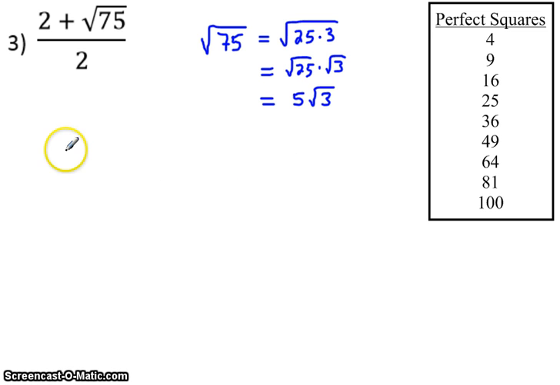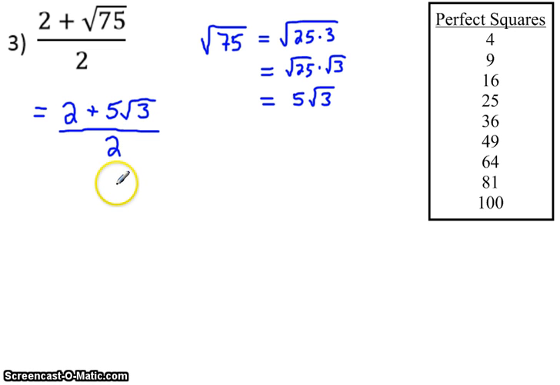So I'm going to rewrite my original here with my simplified radical. And this is all over 2. Alright, so this is similar to what we did before, but there is no GCF between 2 and 5 square roots of 3. It just doesn't work out evenly. So when we can't factor out a GCF, even when we have a fraction like this, we just leave it. So that's our answer, 2 plus 5 square roots of 3, all divided by 2.